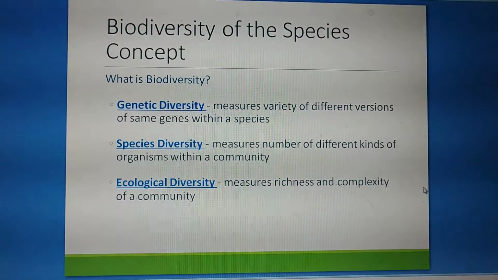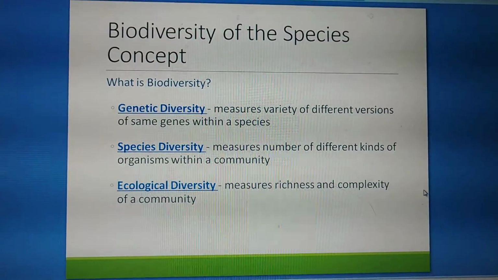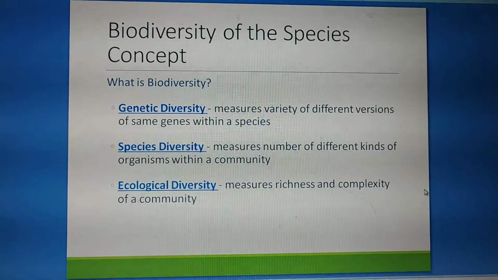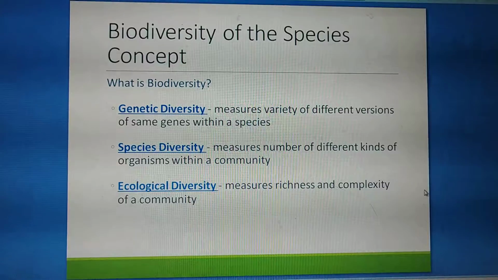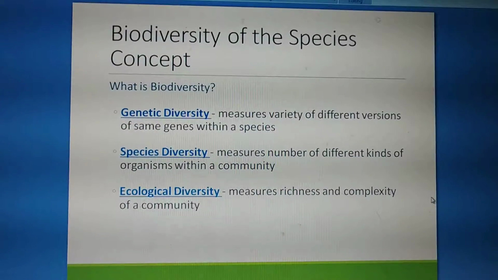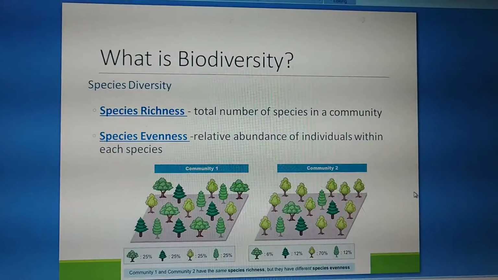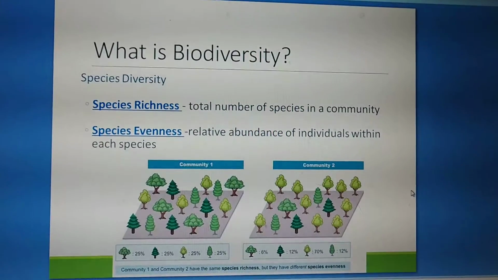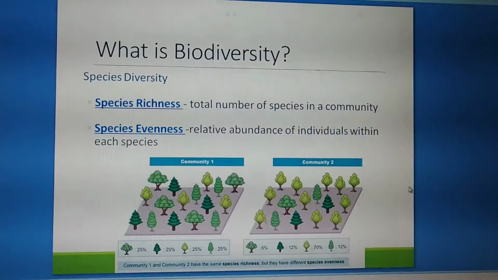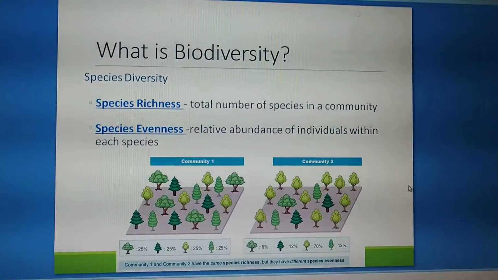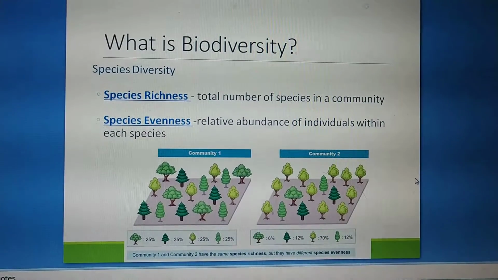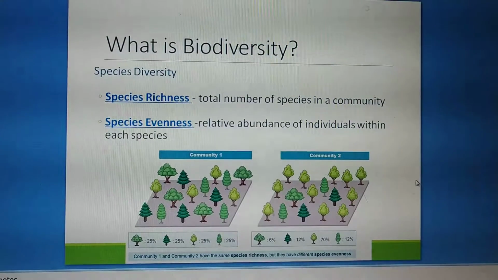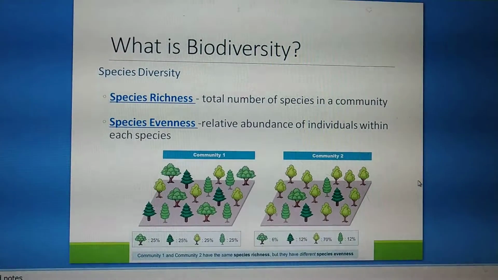You can also look at species diversity. This is the number of different kinds of organisms within a community. And ecological diversity measures richness and complexity of a community. So what is richness? Well, it is the total number of species in a community. However, you also have to look at evenness. This is the relative abundance of individuals within each species.